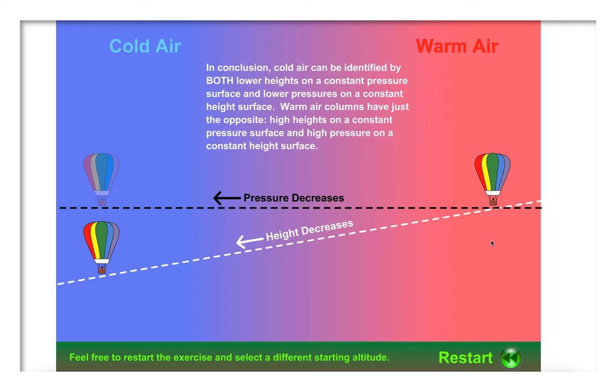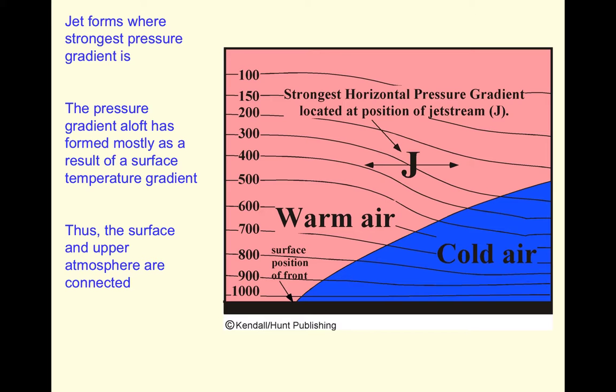So finally, we can also see that if we're at a constant elevation, like this black dashed line coming across here, pressure must decrease aloft from a warm air column to a cold air column. This is something we looked at with the thermally direct circulation. But it also means a constant pressure surface, if you say 500 millibars, for example, the height of that pressure surface must decrease as you go towards colder air. All right, so this concept of higher pressure aloft in warm air columns becomes important for understanding jet streams. A jet forms where the strongest pressure gradient is.